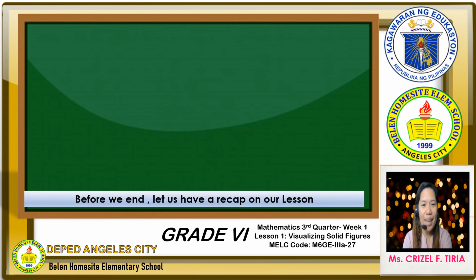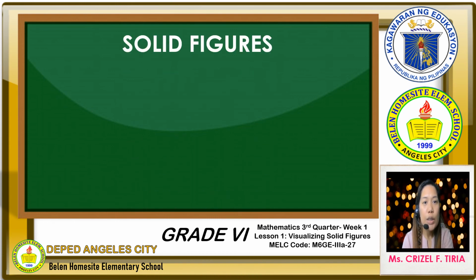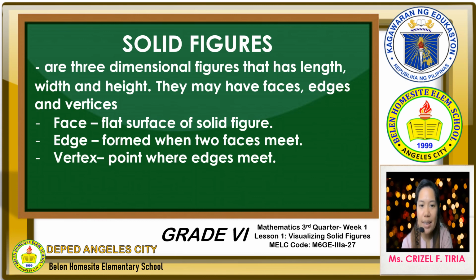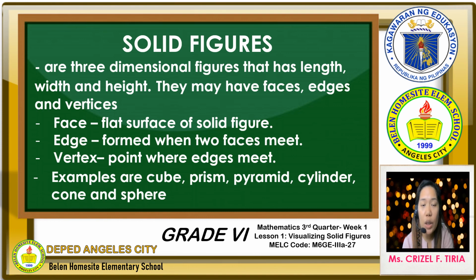Before we end, let us have a recap of our lesson. Solid figures are three-dimensional figures that have length, width, and height. They may have faces, edges, and vertices. Face is the flat surface of a solid figure. Edge is formed when two faces meet. Vertex is the point where edges meet. Examples of solid figures are cube, prism, pyramid, cylinder, cone, and sphere.